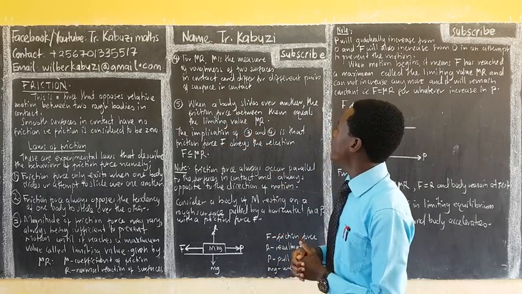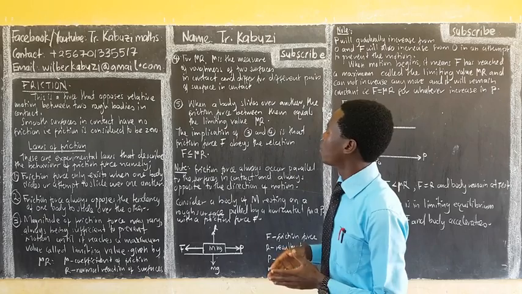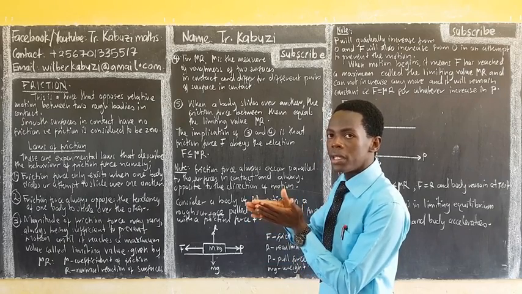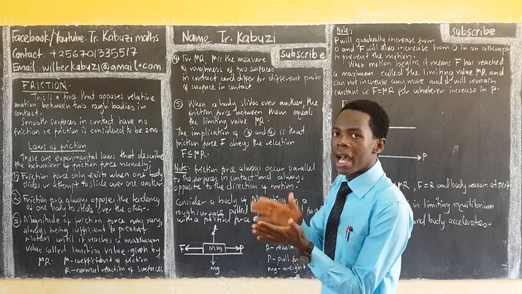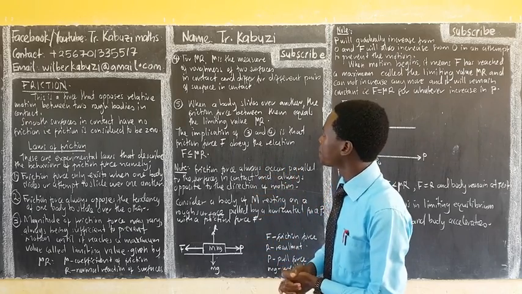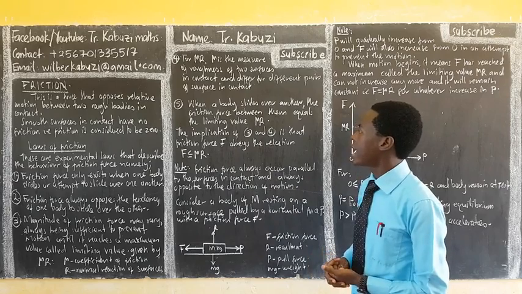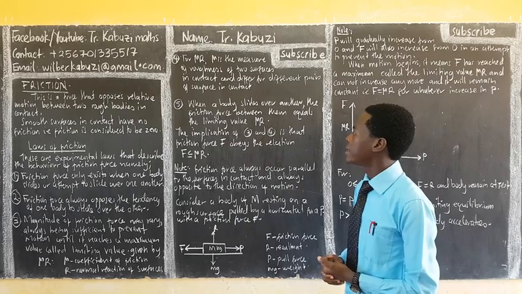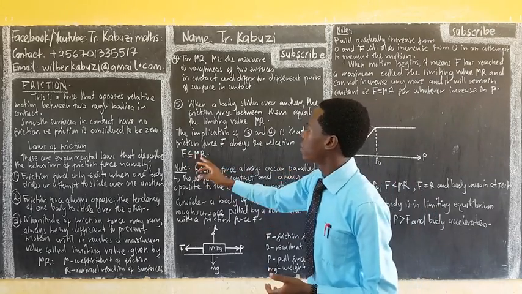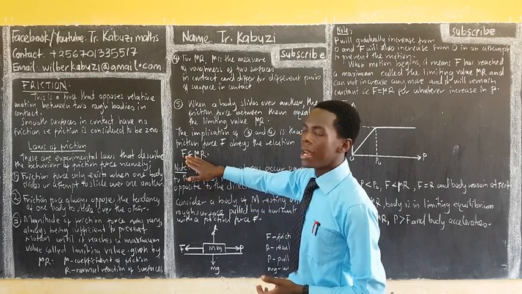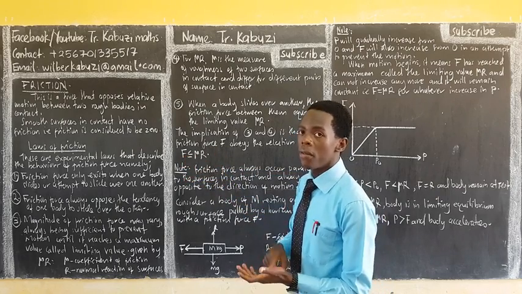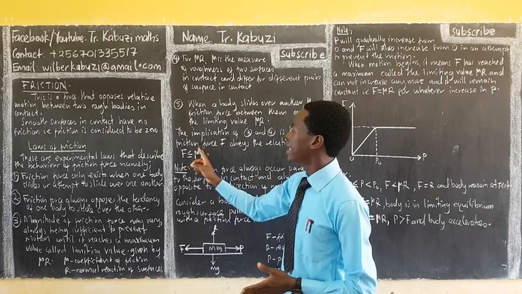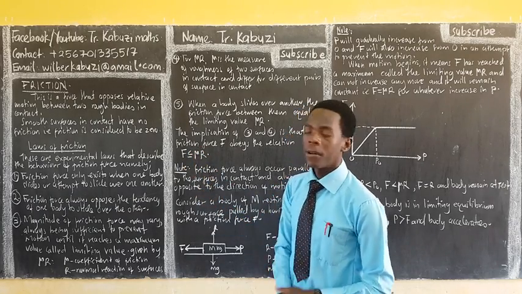When a body slides over another, the frictional force between them equals the limiting value mu R. As long as there is motion, it implies that the frictional force has reached the maximum. The implication of 3 and 4 is that friction force F obeys the relation F is less than or equal to mu R. When F is less than mu R, there is no motion. There is motion only if F is equal to mu R. So the maximum friction force is when you have F equal to mu R.